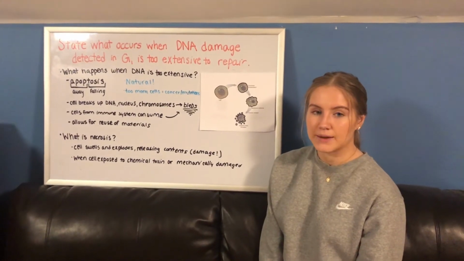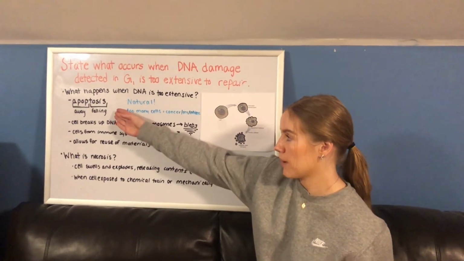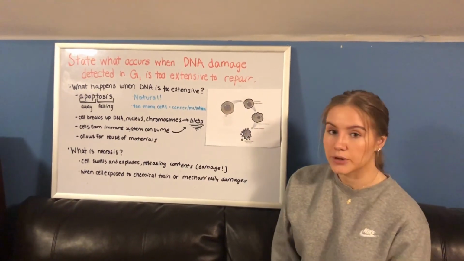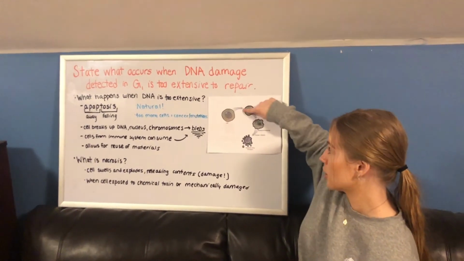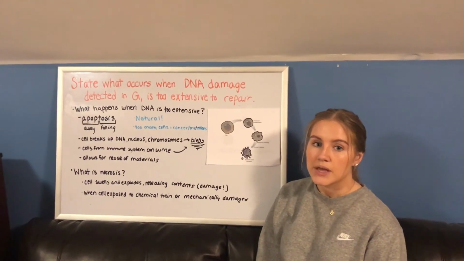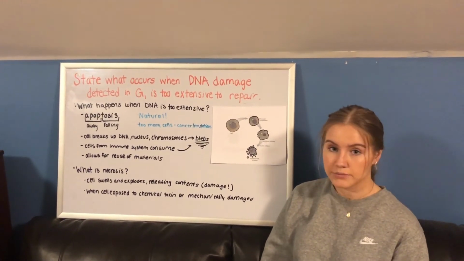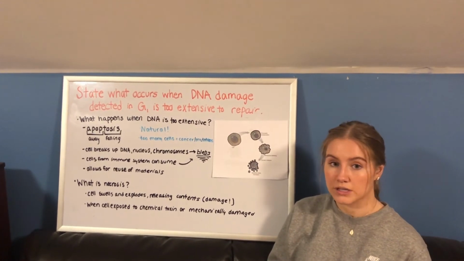Lastly, I will be explaining what happens when DNA damage is too extensive for repair. A process called apoptosis occurs, which is when the cell breaks up its DNA, nucleus, and chromosomes into little fragments called blebs, as we can see here. From there, cells from the immune system come and consume this debris, or blebs, which allows for reuse and recycling of these materials throughout the whole cell cycle.